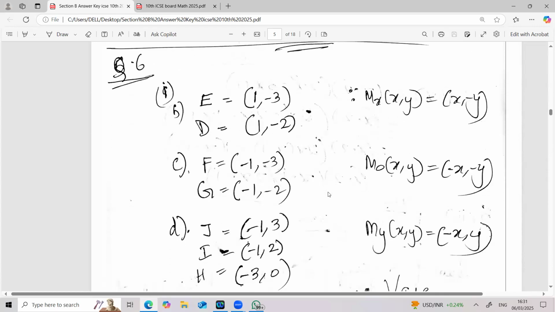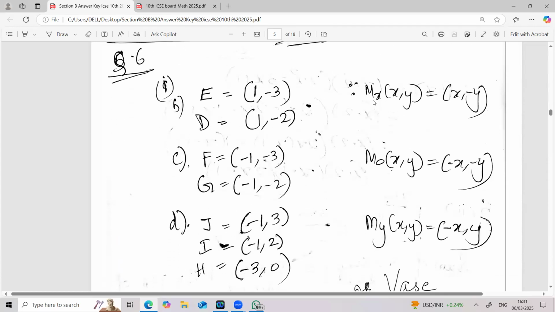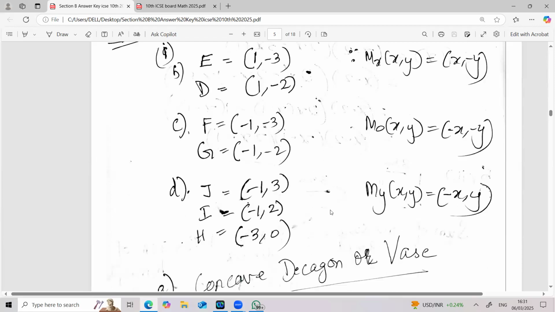Now, I'm sure you would have done this. When you reflect any point in x-axis, y coordinate changes. When you reflect in origin, both the coordinates will change. Both the signs will change. When you happen to do a reflection in y-axis, the x coordinate's sign will change.